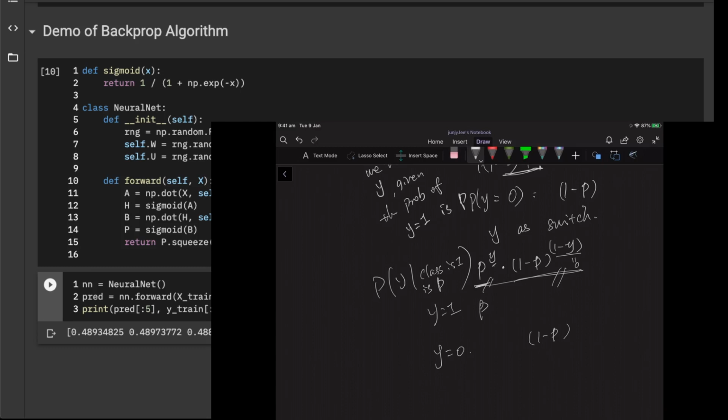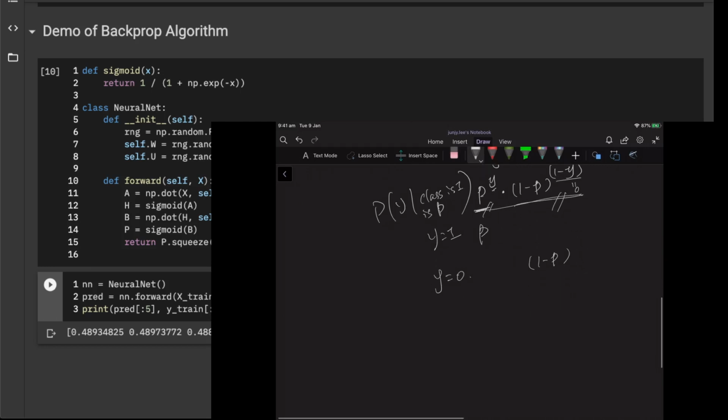How about if we have multiple samples? A very important assumption in a lot of learning problems is that the samples are independently distributed. That means the data samples are independent of each other. Therefore, the class of yi is independent of the class of yj.